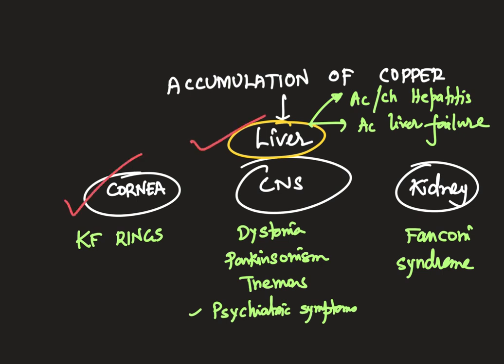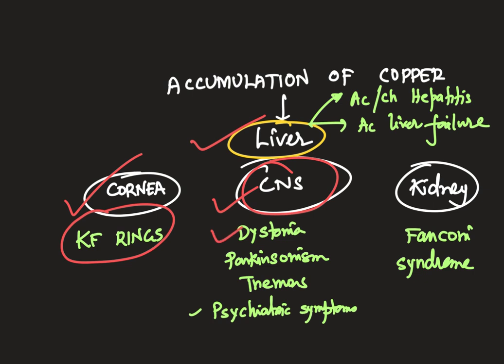Then it would go to the cornea in the eye, and in the Descemet's membrane they would cause deposition and cause a ring which is known as Kayser-Fleischer ring, KF rings. Now, one thing you need to keep in mind is that KF rings are not specific for Wilson disease only. They can be seen in other diseases also, which are cholestatic.